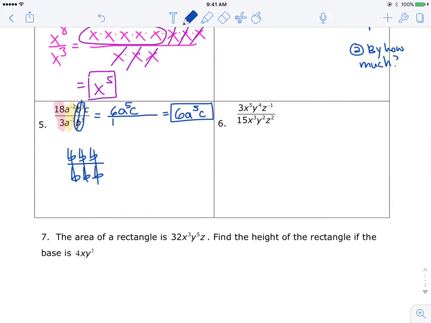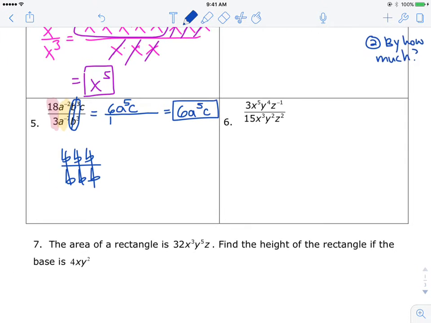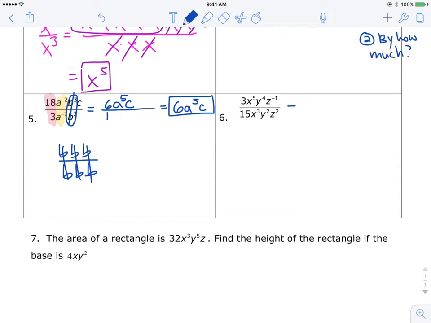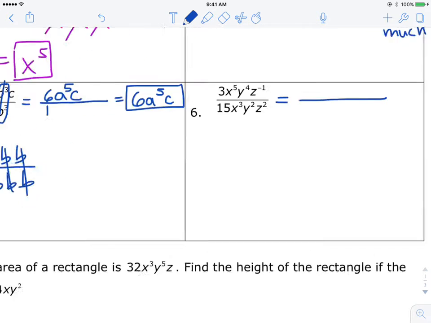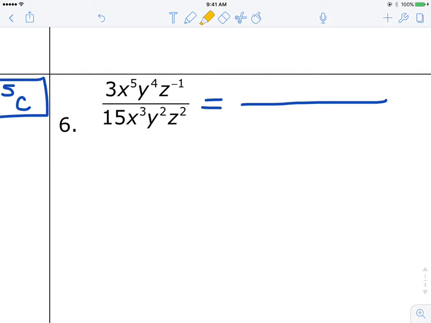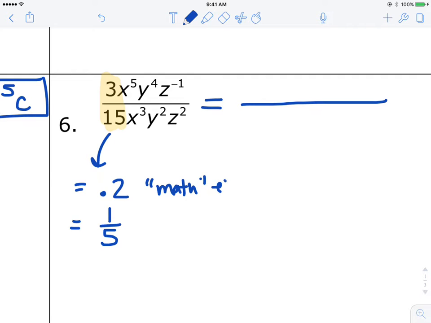Okay, problem number 6, here we go. First things first, right, let's take care of those coefficients. Now this time we actually end up with a fraction still, right? Because 3 divided by 15 is equal to 0.2, which as a fraction we know is equal to 1/5, right? And in your calculator you can hit math, enter, enter for that.